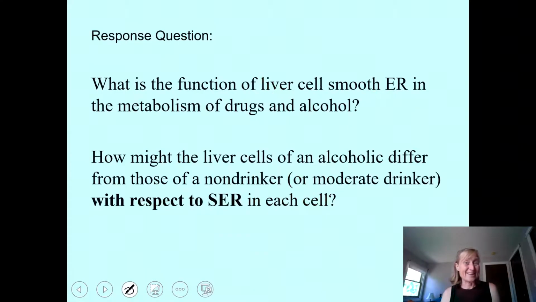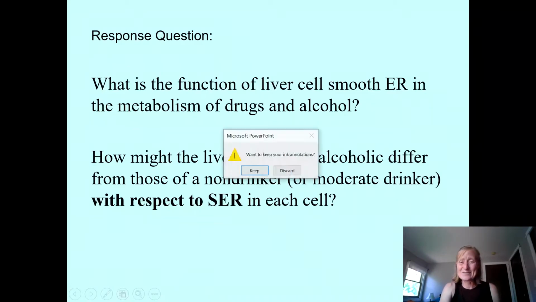Second response question of this chapter says, what is the function of liver cell smooth ER in the metabolism of drugs and alcohol, and how might the liver cells of an alcoholic differ from those of a non-drinker with respect to SER in each cell? This question doesn't say anything about cirrhosis of the liver or cells dying. It asks about the smooth endoplasmic reticulum. This is an extra credit question on our extra credit assignment, so check it out. And that's it for the ER.